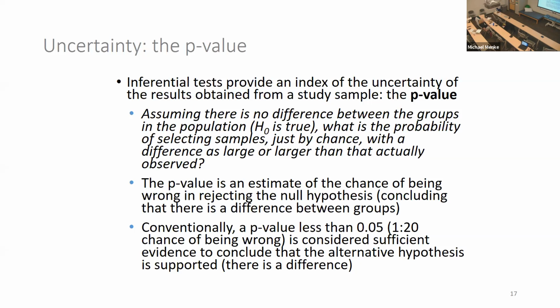So I'm relatively certain that I have not made a mistake in rejecting my null hypothesis, i.e. concluding there is a difference between groups. There's a difference between bariatric surgery and medical treatment in terms of efficacy for weight loss. And conventionally, we rely on a p-value of less than 0.05, a 1 in 20 chance of being wrong, to say that in fact, we have found something here. It appears that bariatric surgery is better than medical treatment, at least in terms of weight loss.